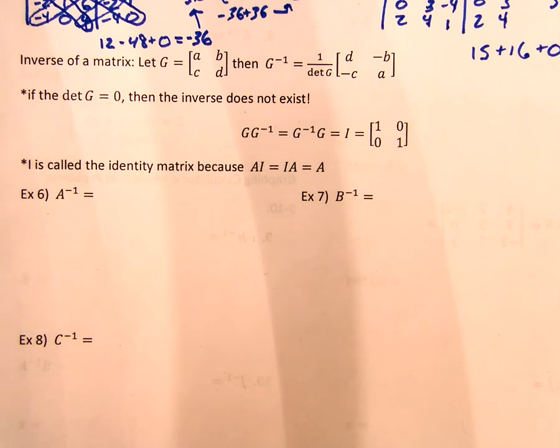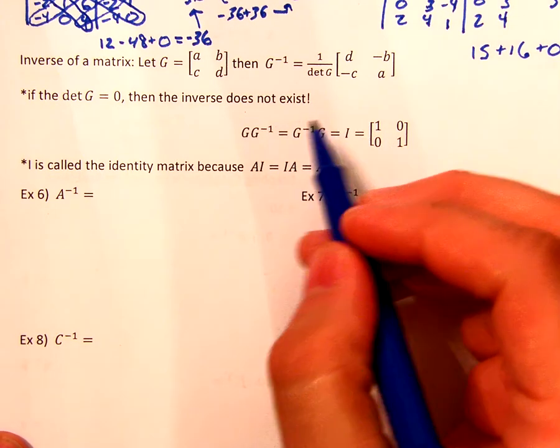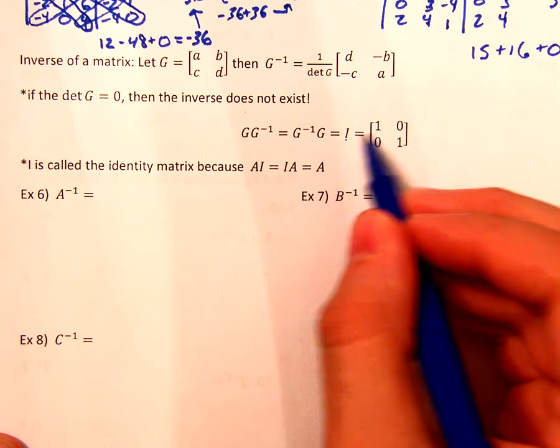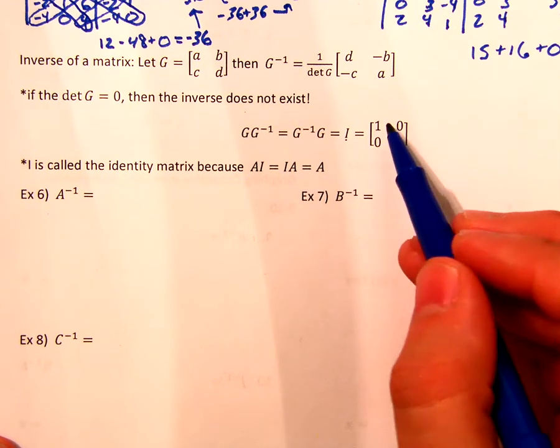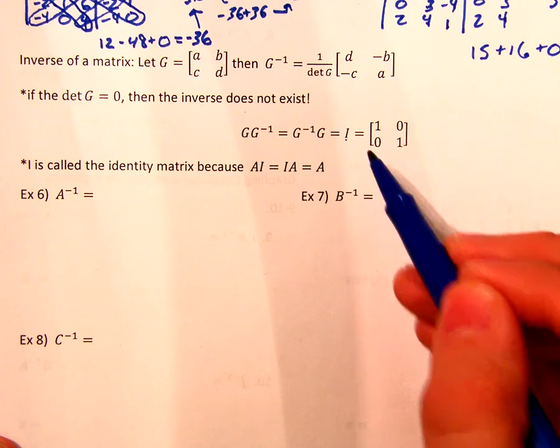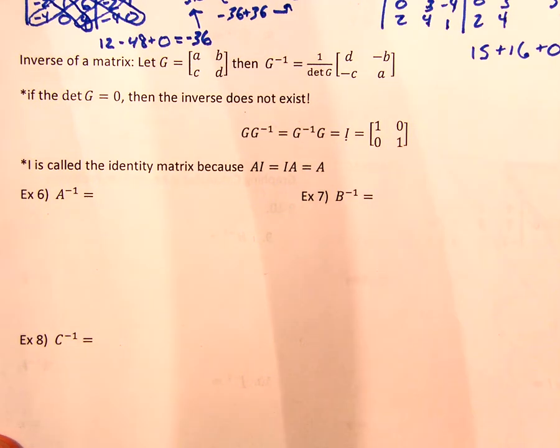Now, an inverse of a matrix is really a matrix that if you multiply by the original matrix, you get what's called the identity, which is, in matrix terms, a bunch of ones and zeros. Ones down the diagonal and zeros down the counter diagonal, and this is called the identity matrix.